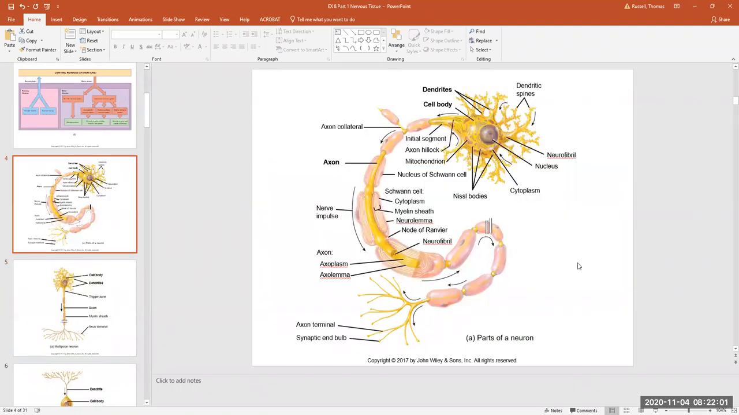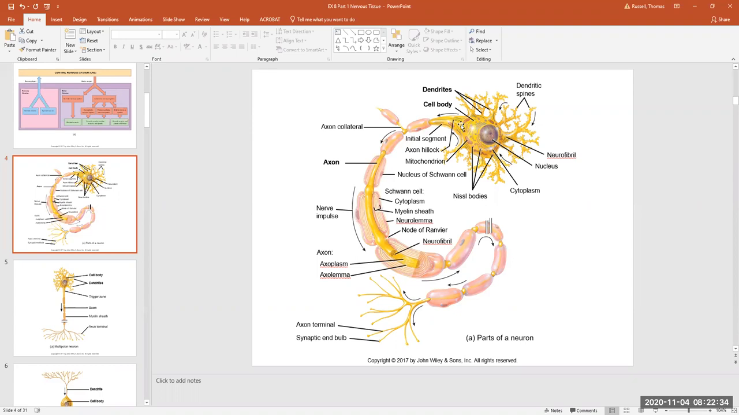So here's what a neuron looks like. Neurons are fairly strange looking cells. They are the cells of the nervous system that are involved in generating electrical impulses. So this cell right here can generate an electrical impulse. The electrical impulse generated by a neuron is called several things. One, a nerve impulse, or the action potential. Basically, it's an electrical impulse.